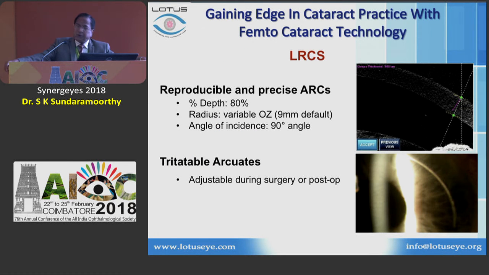You get reproducible and precise arcuates. Normally, when transepithelial, around 80%, you get a 9 millimeter diameter. Suppose you go intrastromal, you can even reduce the diameter. The arcuates are titratable. Either you can do them on the table or you can do them in the postoperative period, depending upon the amount of astigmatism you get at the postoperative 2 weeks.